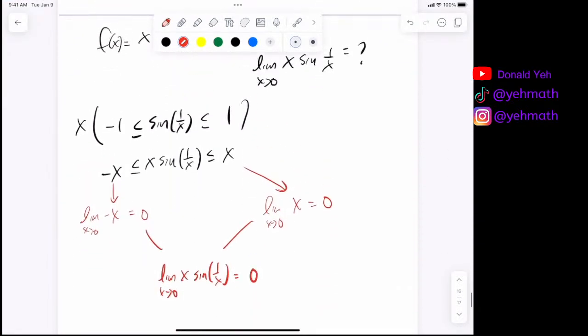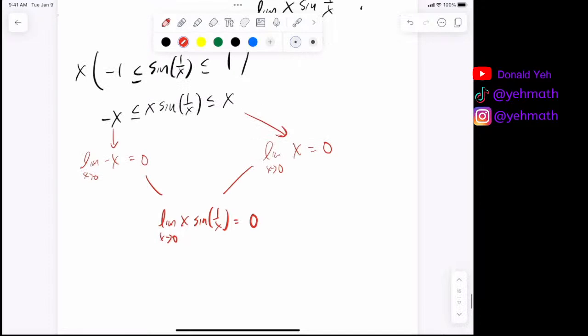On the test, I will give you a function that you have to figure out how to use squeeze theorem. And eventually this is equal to 0 because this is equal to 0, this is equal to 0. Charlie, does that make sense?